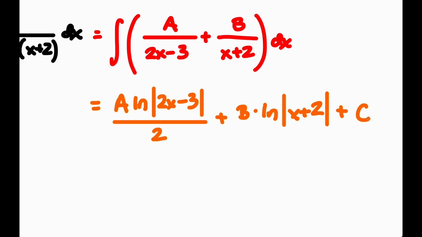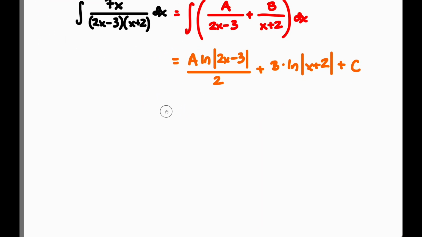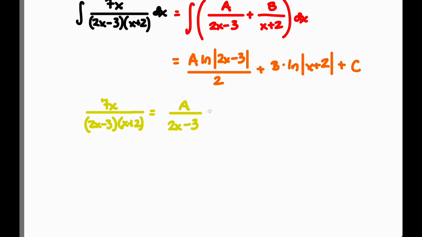So if you notice again, we're in the same predicament that we were in last time. We need to figure out what that capital A and capital B are so we can actually finalize this answer. So that's what we're going to do now. Going back to algebra mode, we know that 7x divided by 2x minus 3 times x plus 2 is equal to the decomposition of these linear partial fractions.